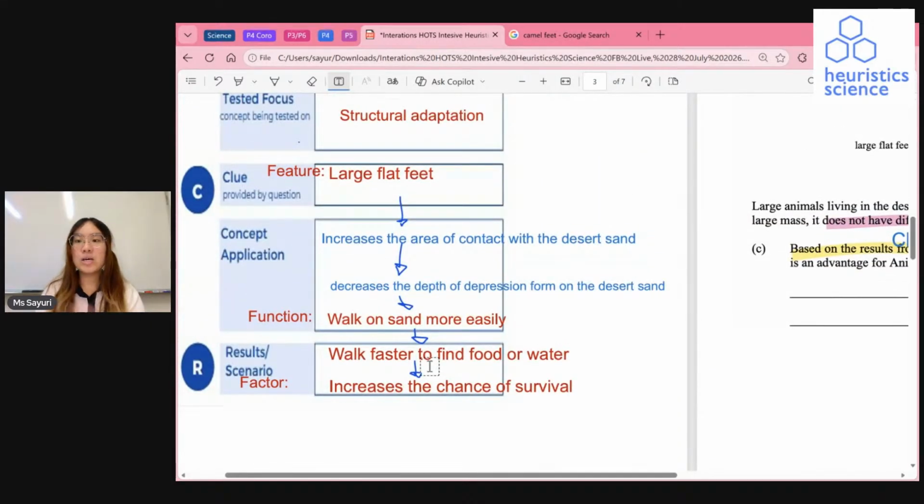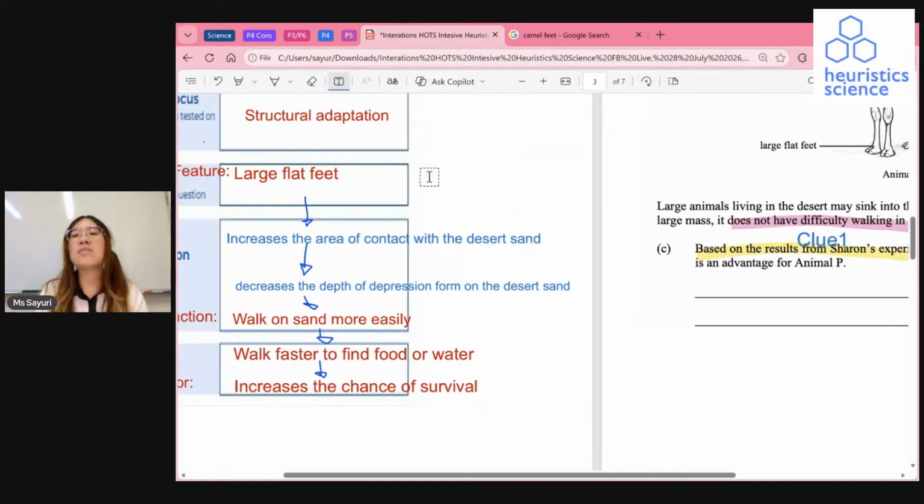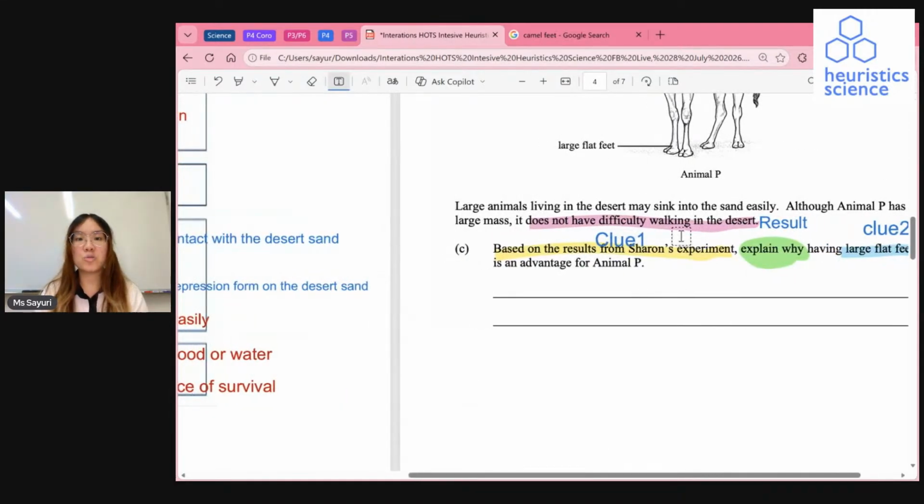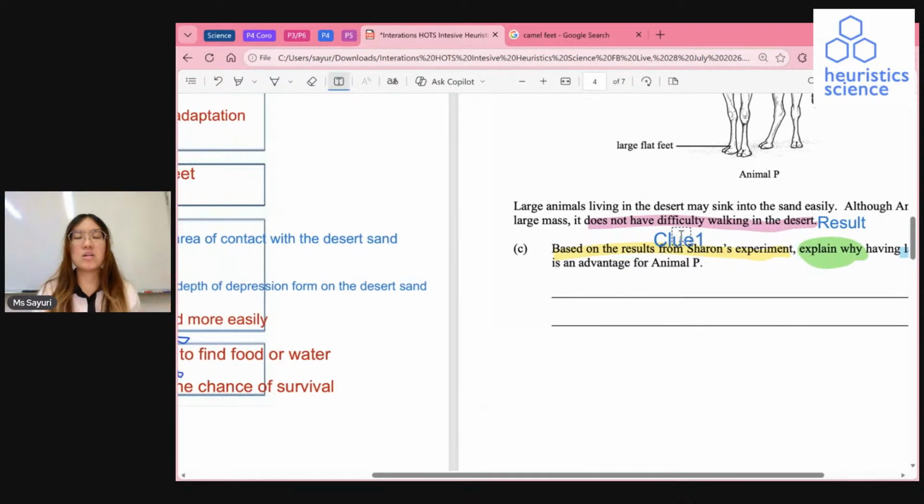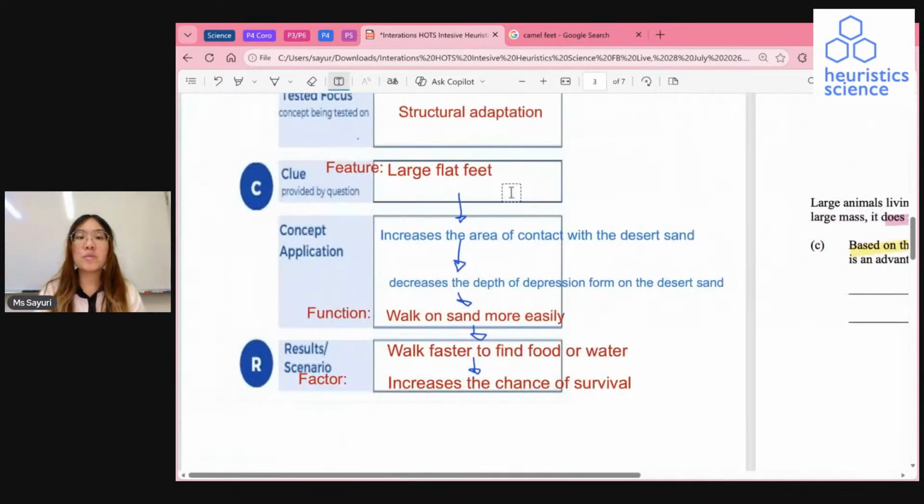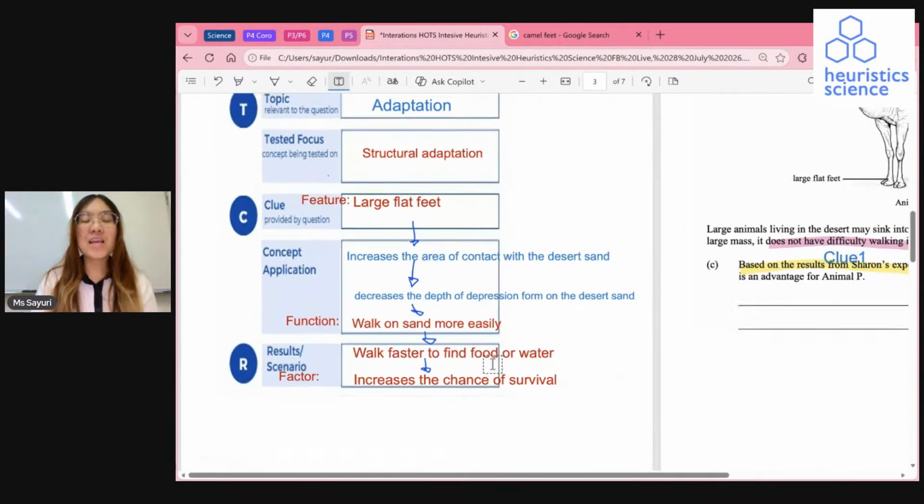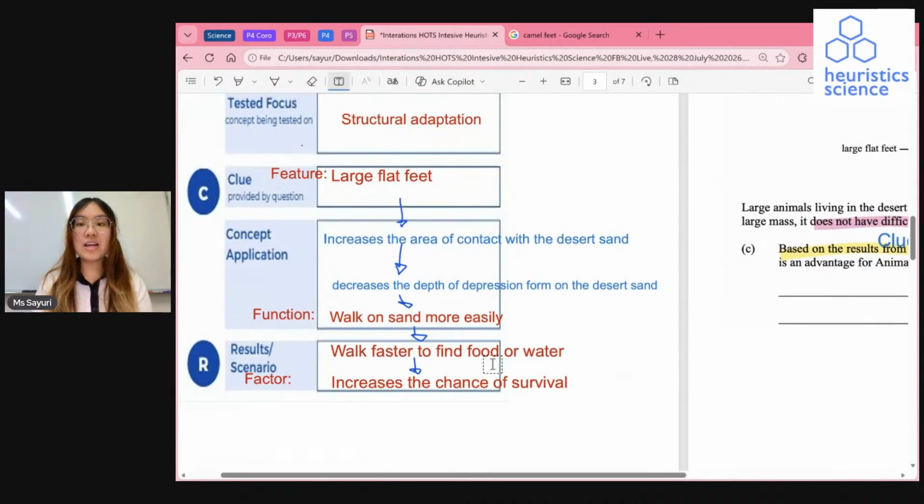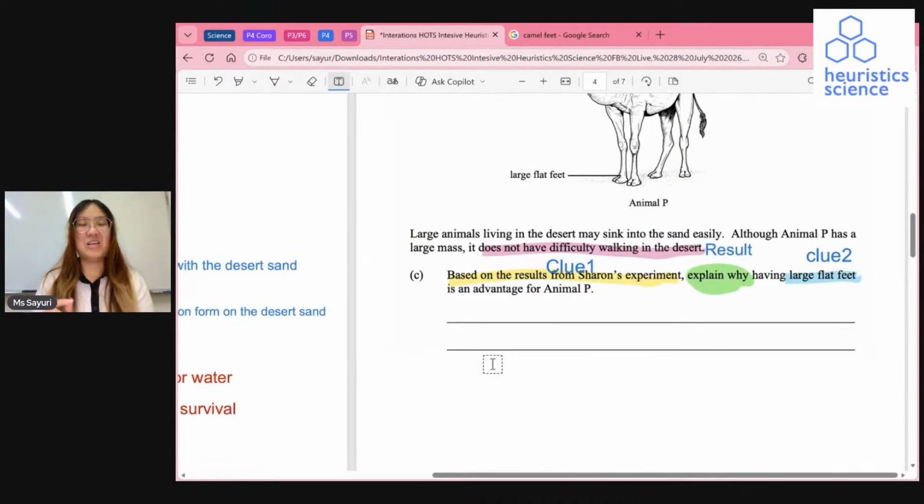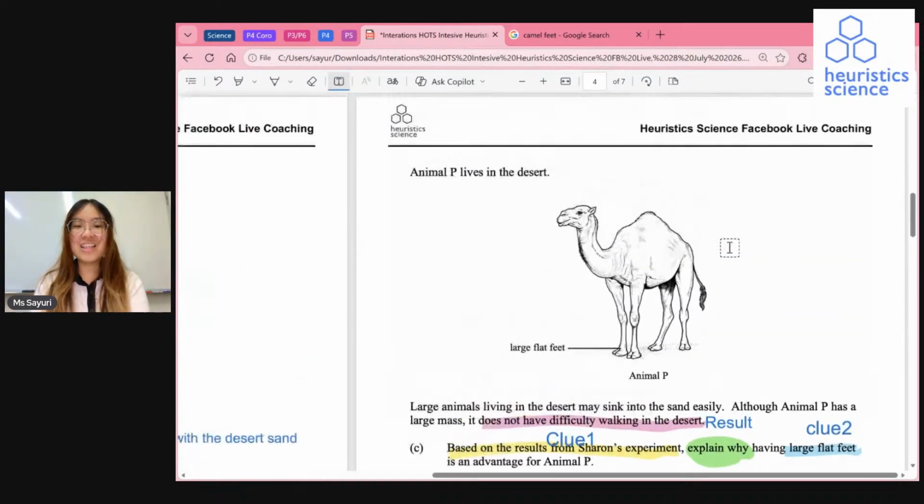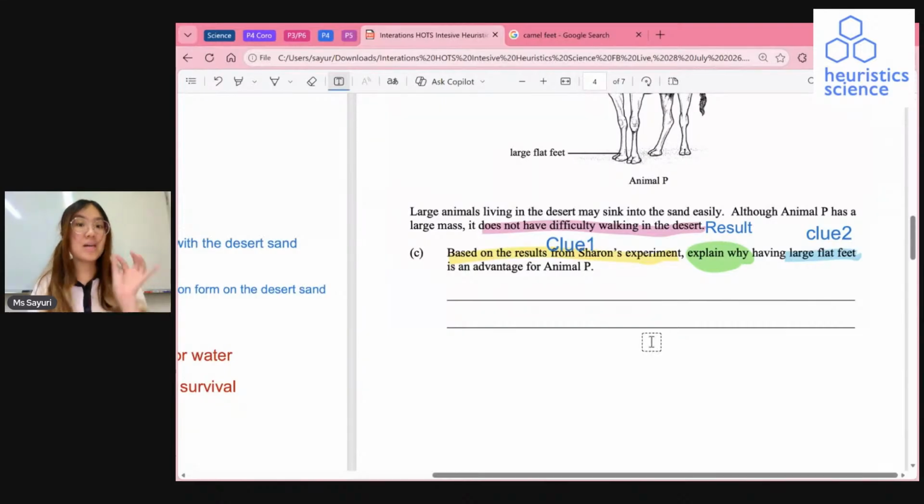Okay, I just don't want students to write, because of large flat feet, they don't have difficulty walking, therefore it is a good thing for P. Like this, right, you are jumping from the clue straight away to the result and you are not answering the question. So if you suspect your written answer is way too simple, it probably is. Because no point I test you, I give you 2 marks, and just for you to copy the text in the question. There must be a little bit more than that.